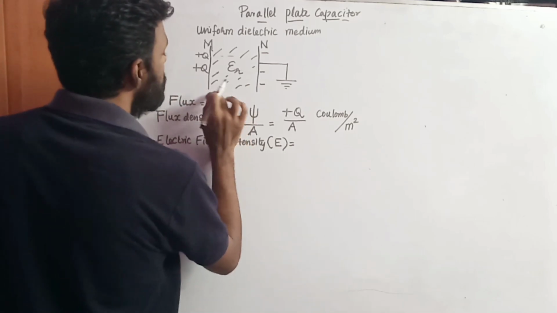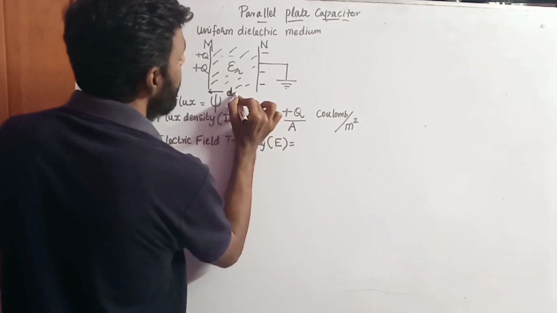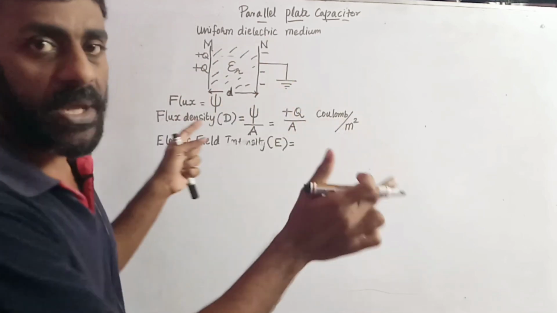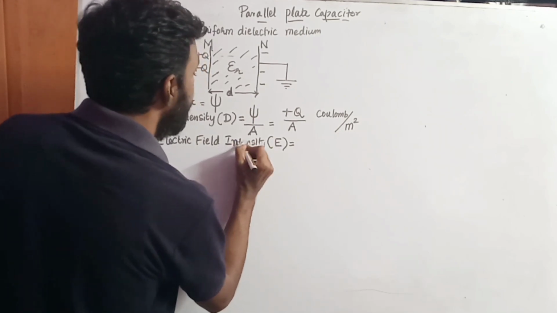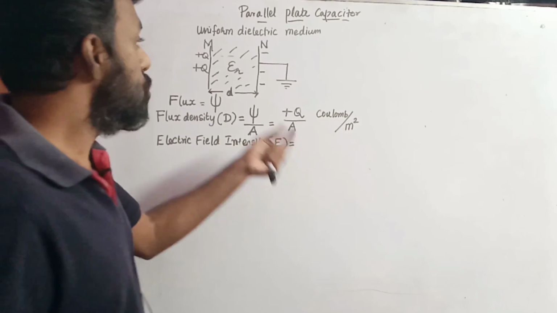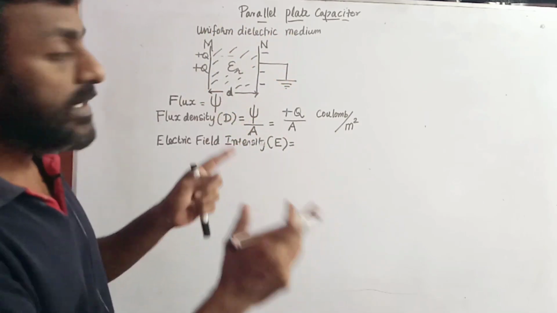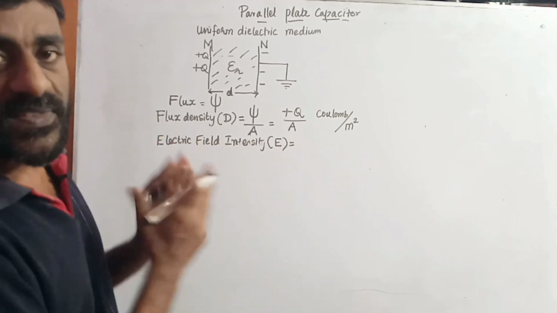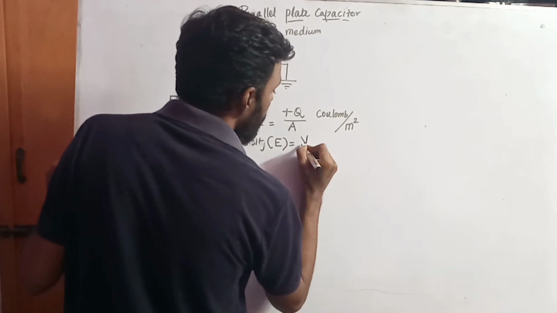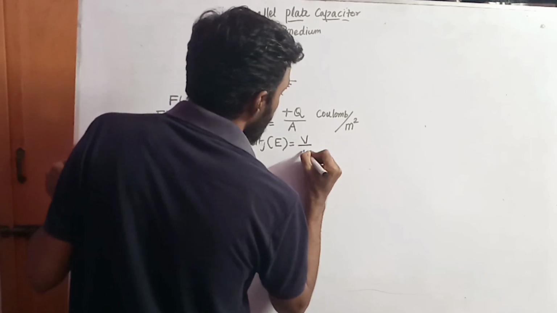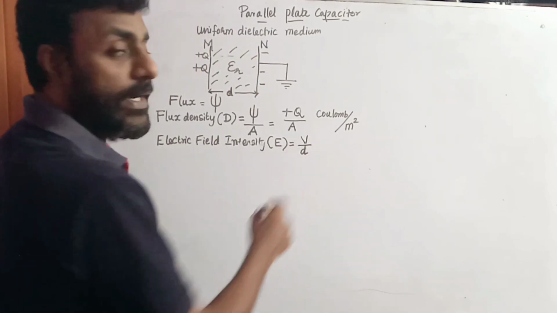Let us assume the distance between this plate and this plate to be small d. I am representing the distance between the two plates M and N as small d. So the electric field intensity is nothing but the ratio between the voltage that has been applied across the capacitor and the distance at which the two plates are set apart. So E equals capital V divided by d.